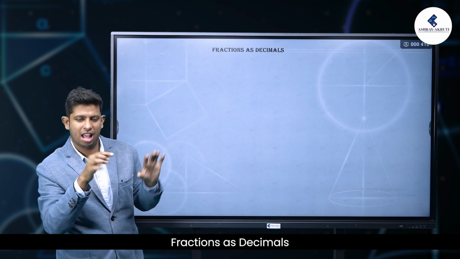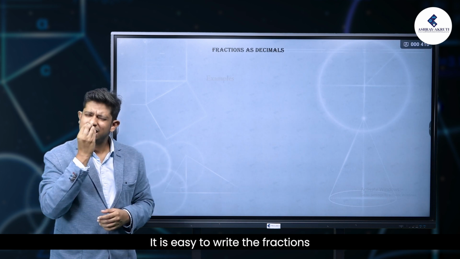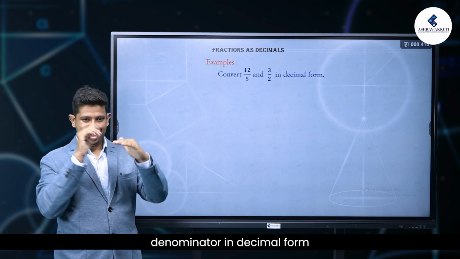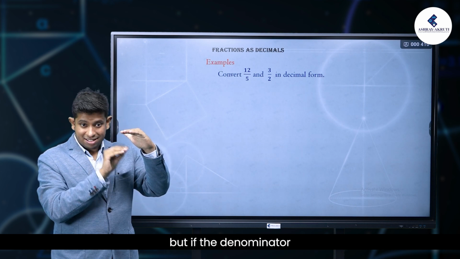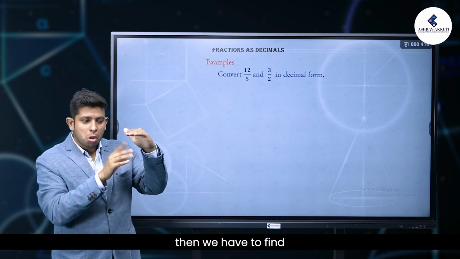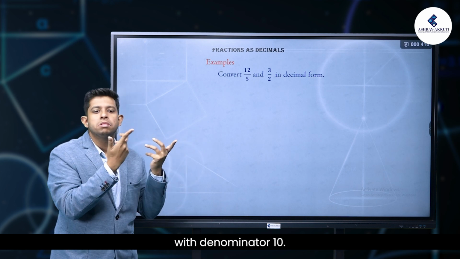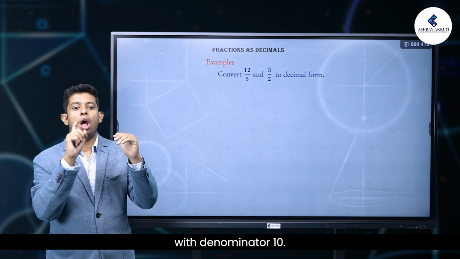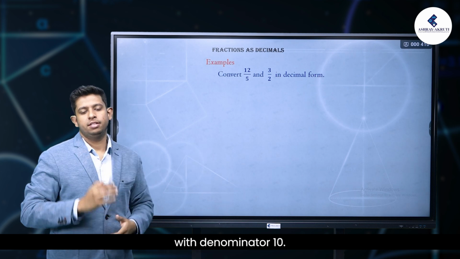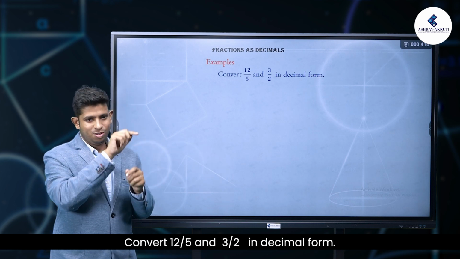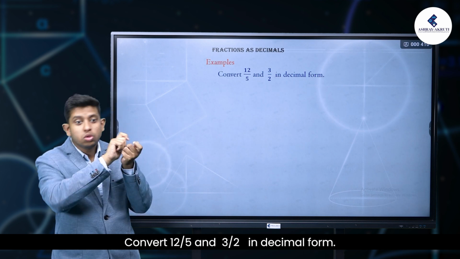Fractions as decimals. It is easy to write the fractions with 10 as the denominator in decimal form, but if the denominator is not 10, then we have to find the equivalent fraction with denominator 10. Let us see some examples. Convert 12 by 5 and 3 by 2 in decimal form.